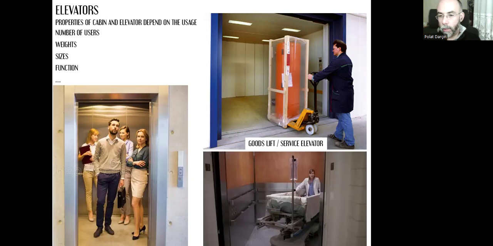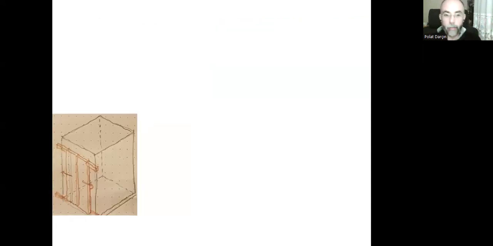And for the hospitals, again, the sizes and the other properties need to be related with the gurneys. And as you can see here, a gurney is a bed that can move on wheels, and there is this IV pole. There can be some other stuff on the sides. So first we need to learn the minimum sizes of a gurney, and then we can make decisions about the cabin, the doorway of the cabin, and based on the decisions about the cabin, we can find out the required sizes for the hoistway and the elevator pit and the penthouse.